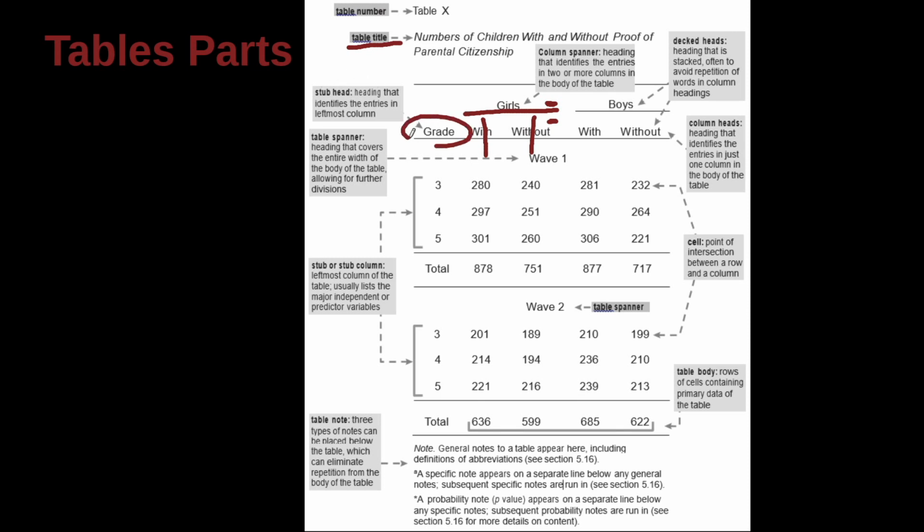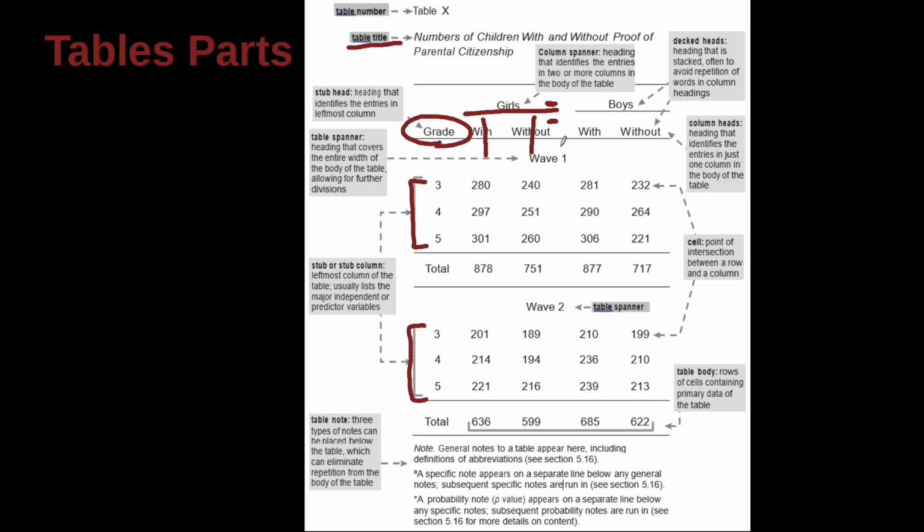And then we have a stub, and the stub is this heading here. It's just called a stub, and that identifies this leftmost column. It's saying this is what this represents. And then down here you can see these stubs or stub columns because we've got their grade levels, right? These are called stubs also, a little bit confusing.